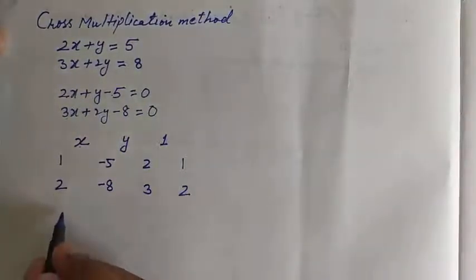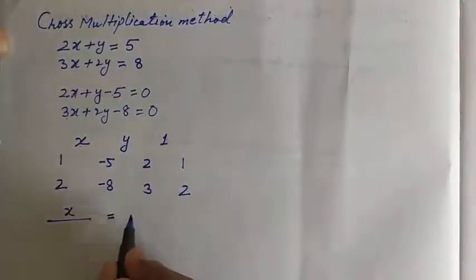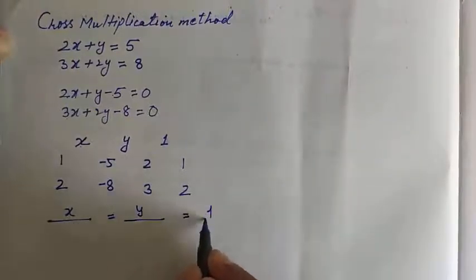Now we'll write here x divided by something. Let's see what is there. Is equal to y divided by something. Is equal to 1 divided by something.